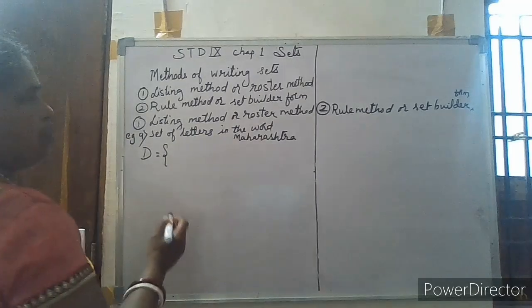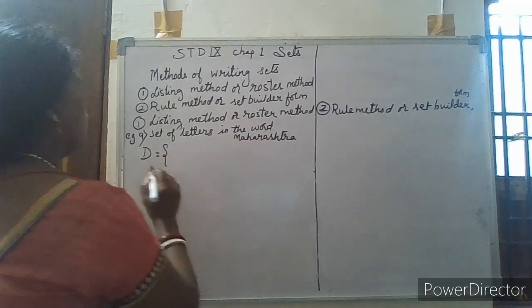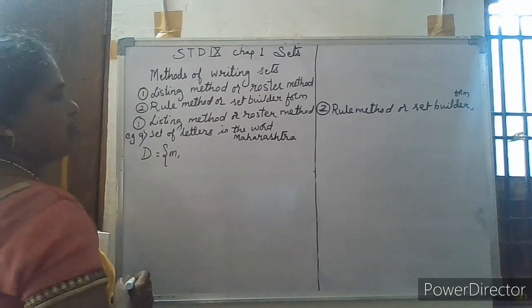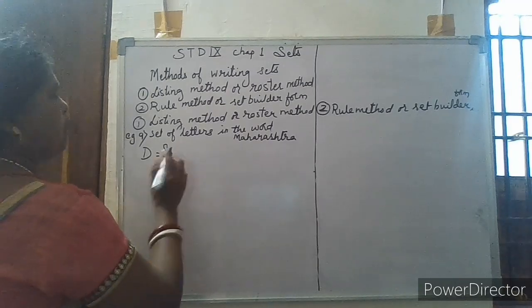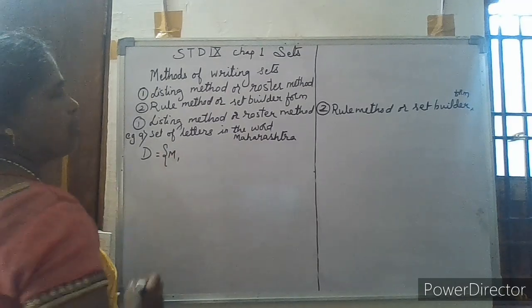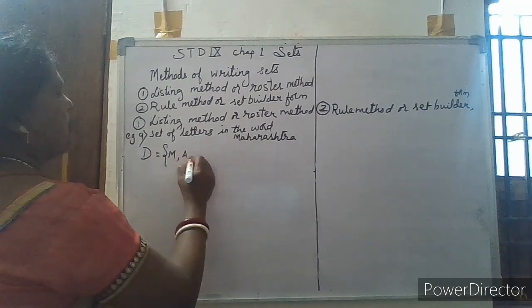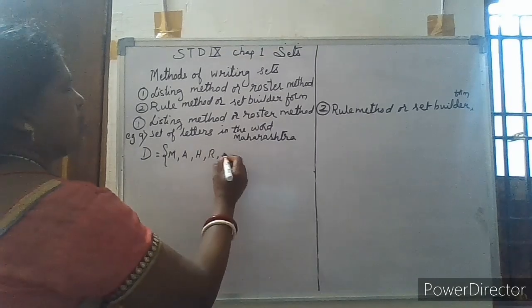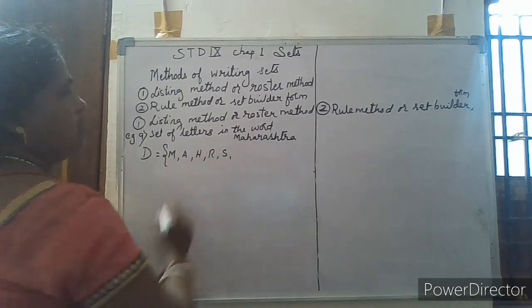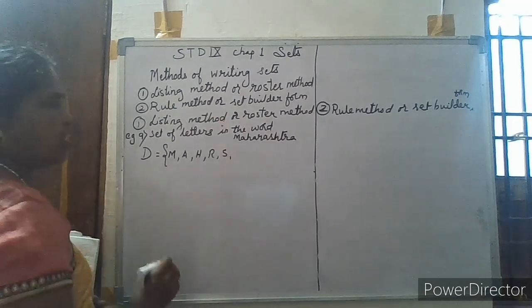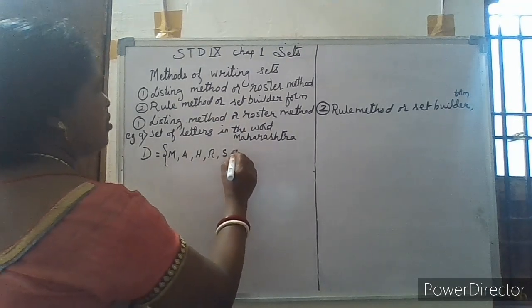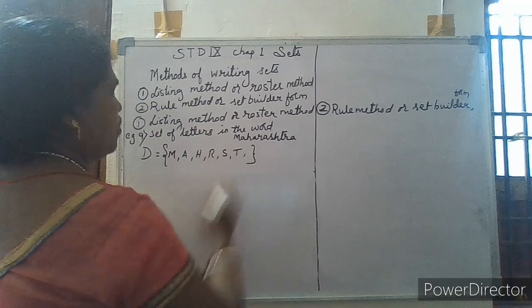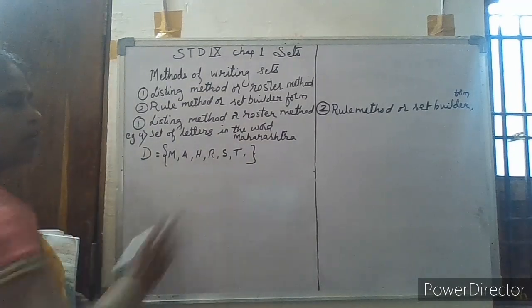Now, H is also repeated. R is also repeated. So, therefore, we'll write it as Maharashtra. M comes. We can write it in capital letters also. A. Then comes H, R, S. H is repeated here, so we will not write H again. T. R is repeated. A is repeated. So, we will not write them. So, we write in this way.